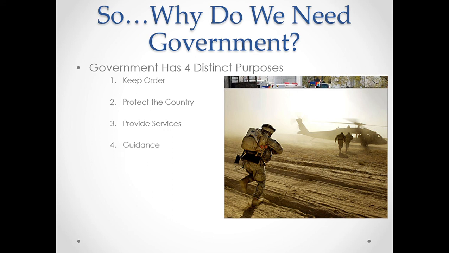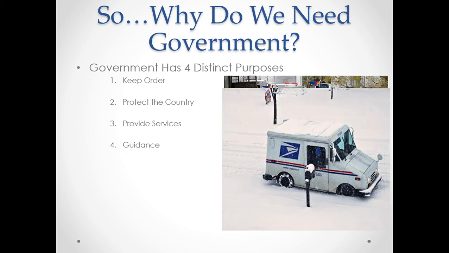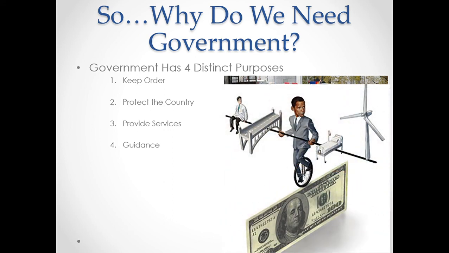Finally, the last thing is guidance. And this one is generally a little more difficult to understand because it has to do mostly with money. The government does make a lot of decisions involving money, most of which involve taxes, but the government also spends a lot of money in that it buys things from businesses.